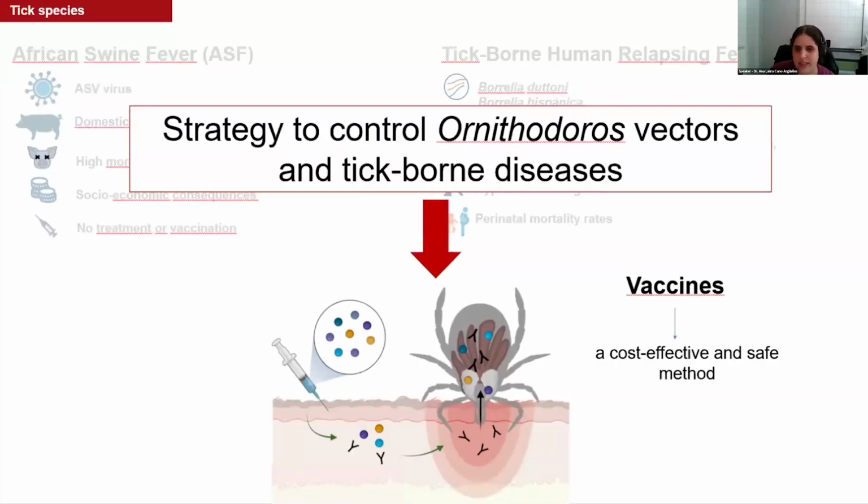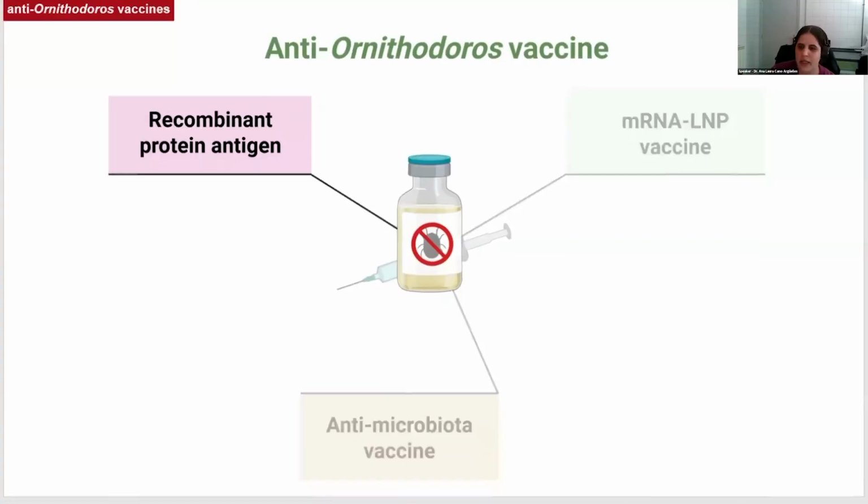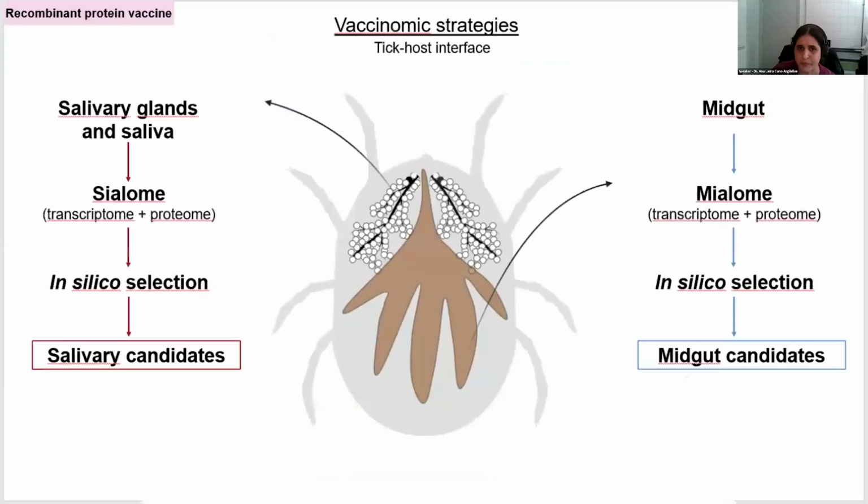In this context, vaccines have emerged as a cost-effective and safe method. And in the last few years, our lab has been working on different strategies to develop an anti-Ornithodoros vaccine. Today, I will focus on vaccines based on recombinant protein antigens, mRNA-LNP vaccines, and anti-microbiota vaccine. I will start with the first one, recombinant protein antigens.